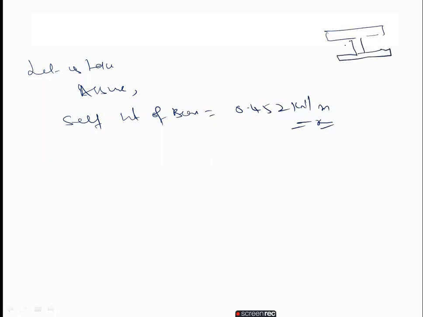So generally the self weight of the beam means area into density. The area you have to calculate for the flange and web, then multiply with the steel density, which is 7850. You will get the self weight of that beam. But here you will assume directly around 0.452. You can even assume 0.45 or 0.5.